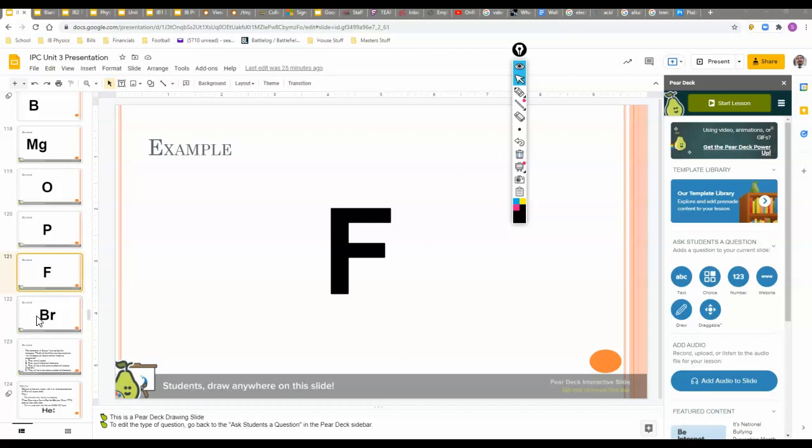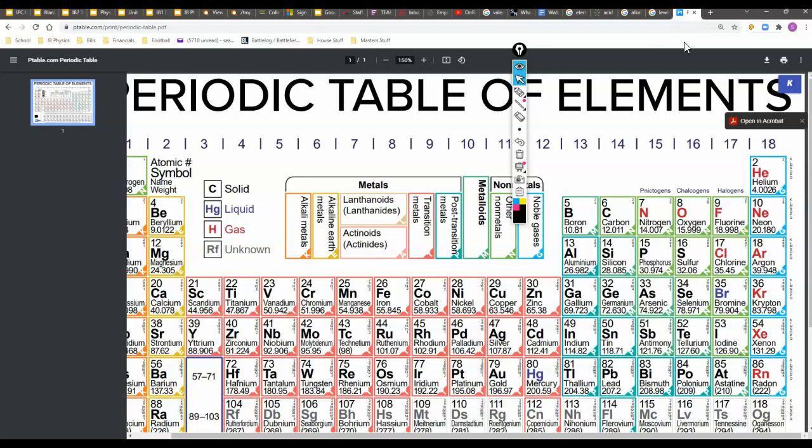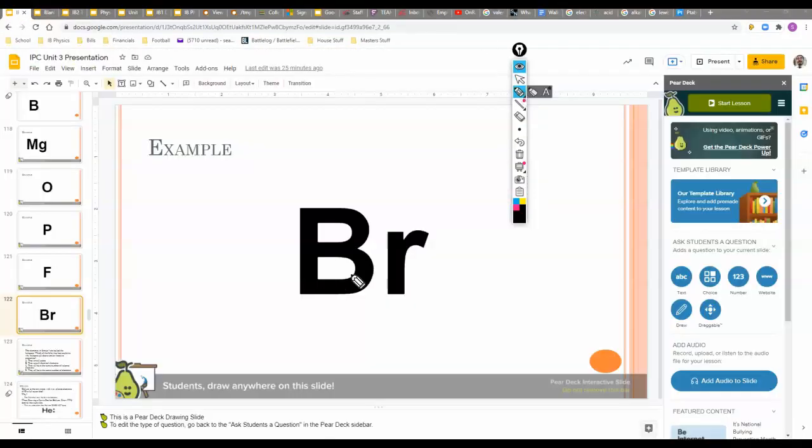Okay, and then the last one, this is bromine. Again, I look at my periodic table, Br, bromine, so it's right here. It's actually in the same group, group 17, so that's going to have 7 valence electrons. So 1, 2, 3, 4, 5, 6, 7. That would be the Lewis dot structure for bromine.